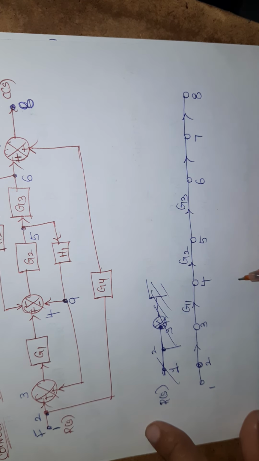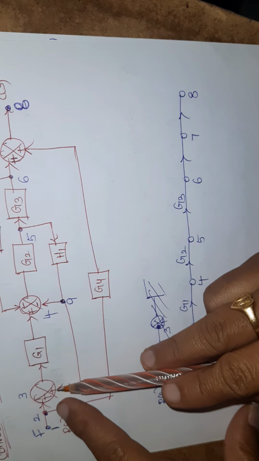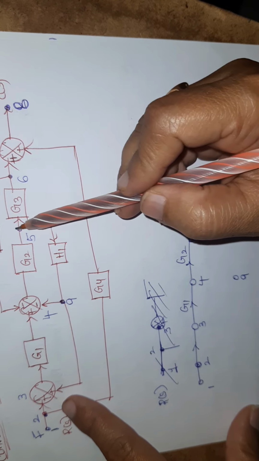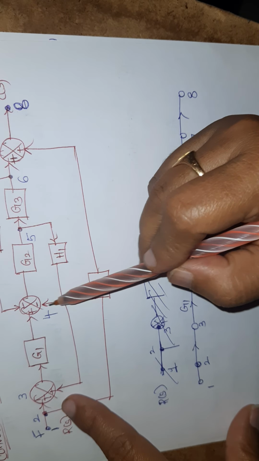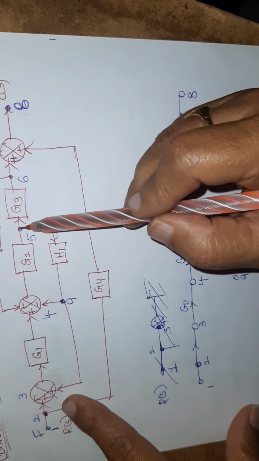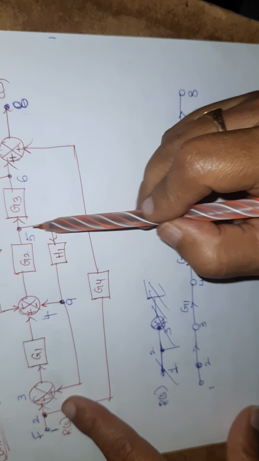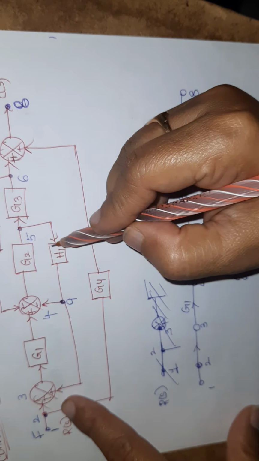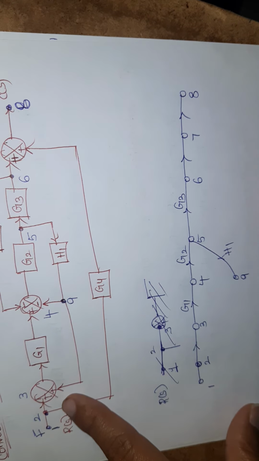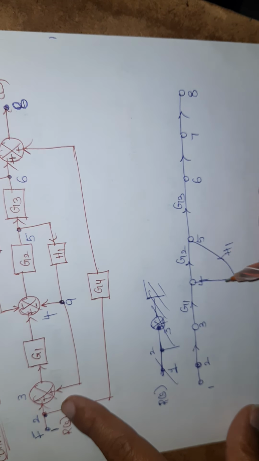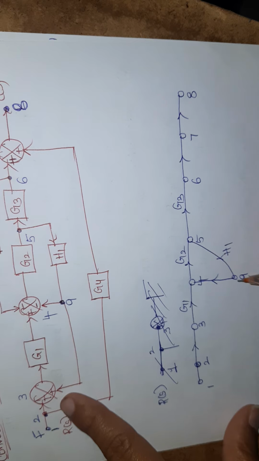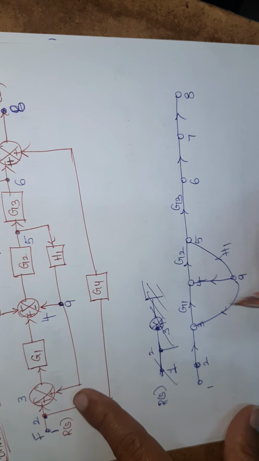Next here I have the 9th node. Okay, see, from the 5th node, I have one branch point, but in reverse, right? 5 to 9, this is 5, this is 9. 5 to 9, in between H1 is there, H1. Next 9 to 4 no gain. Next 9 to 3.